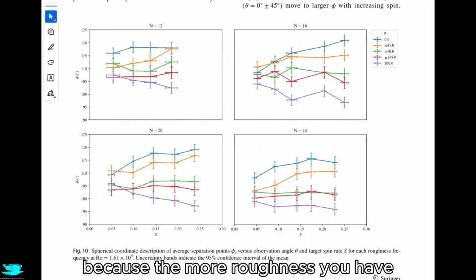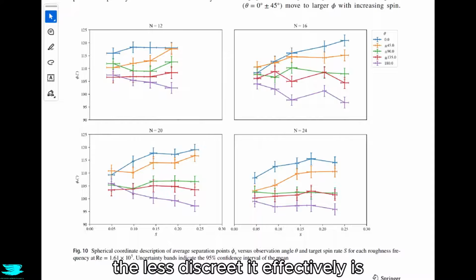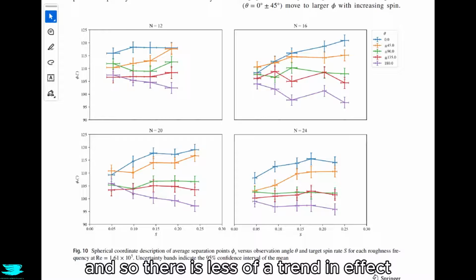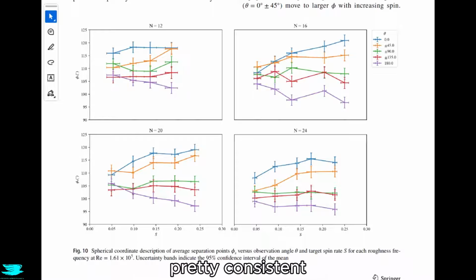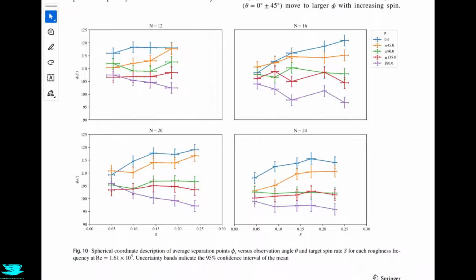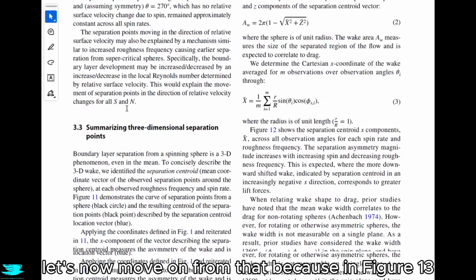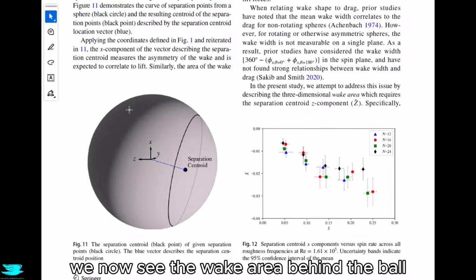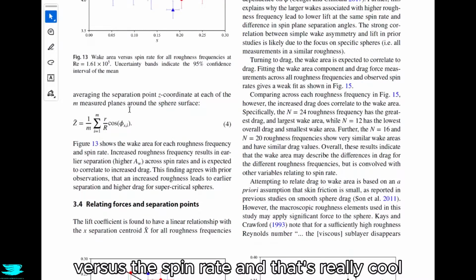This last one makes sense because the more roughness you have, the less discrete it effectively is, and so there is less of a transient effect. The effect on the boundary layer becomes pretty consistent. So the first plot's trends are a little bit of a mystery here. Let's now move on from that, because in figure 13, we now see the wake area behind the ball versus the spin rate.